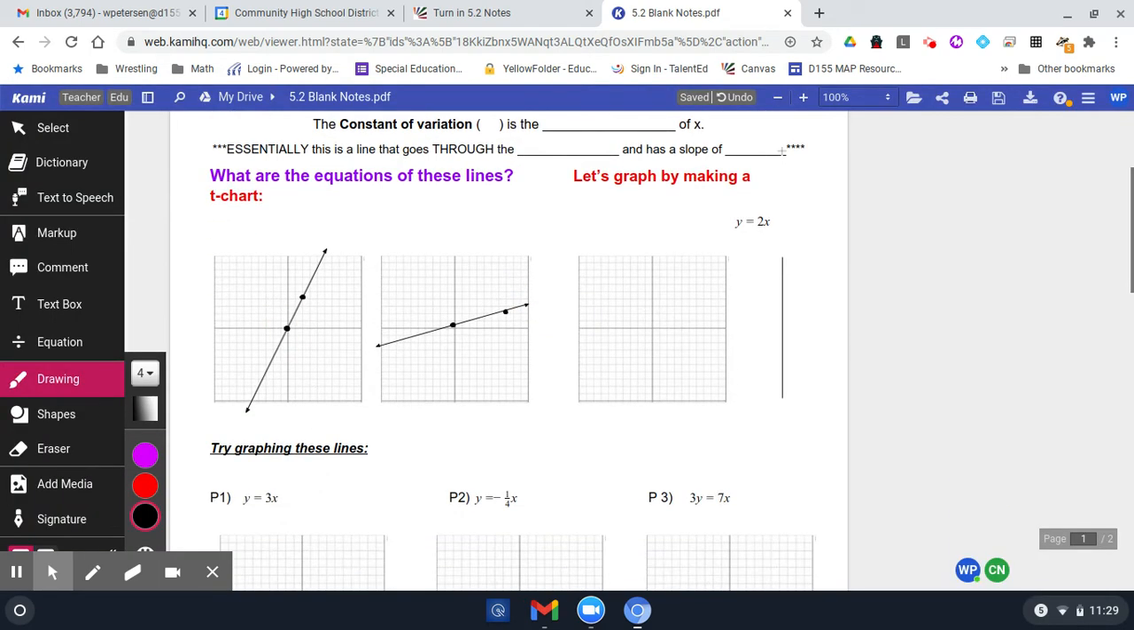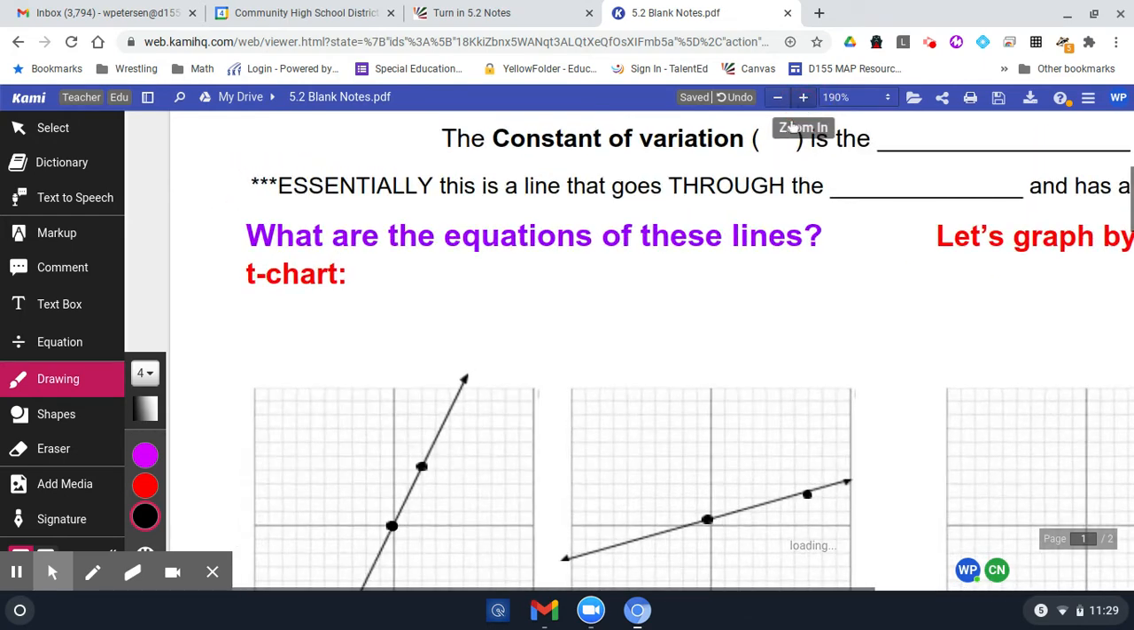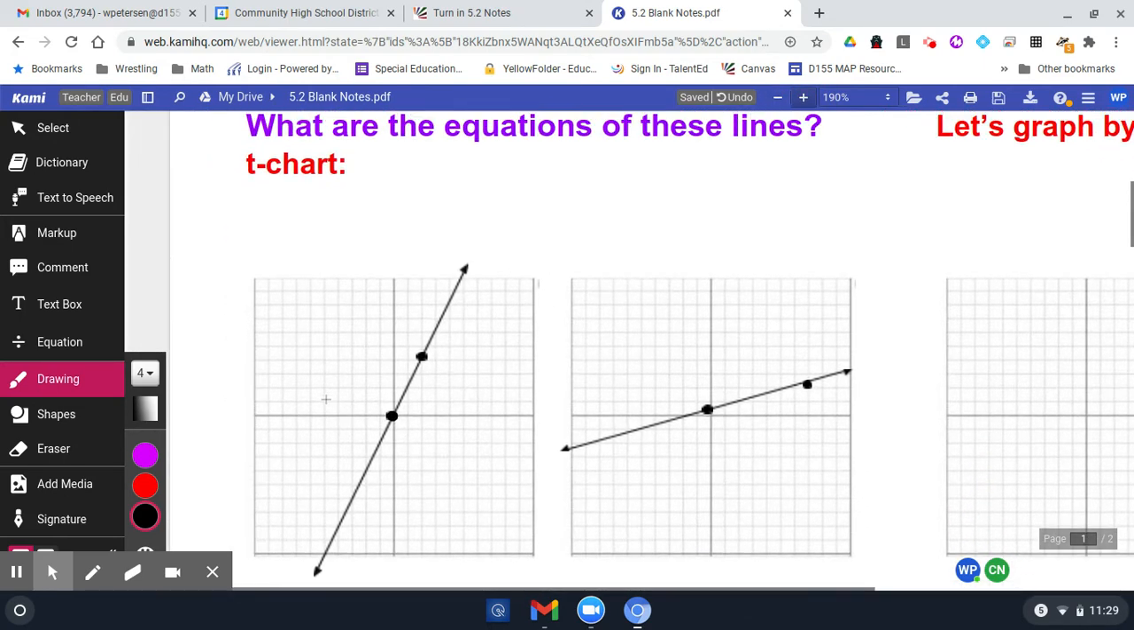All right. So I'll go ahead and zoom in. So we want to make this into a direct variation. Every single direct variation has a y equals k, which is our slope, x. It's going to look just like that. y equals something x. Now we need to find the slope.